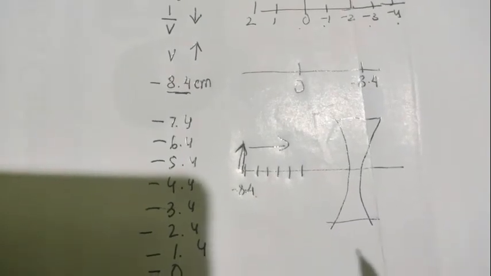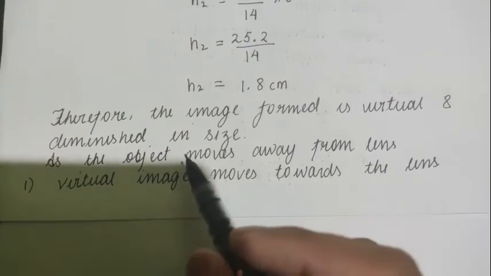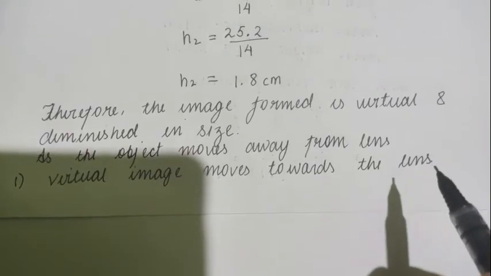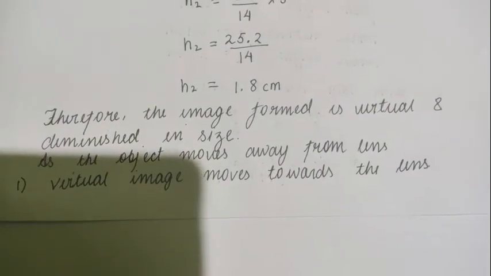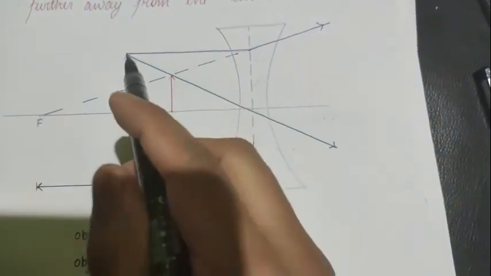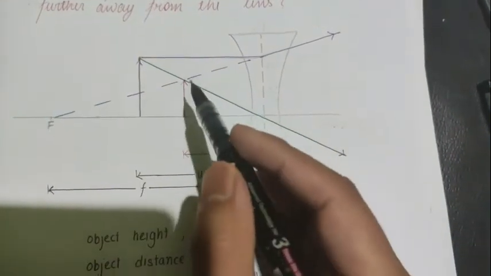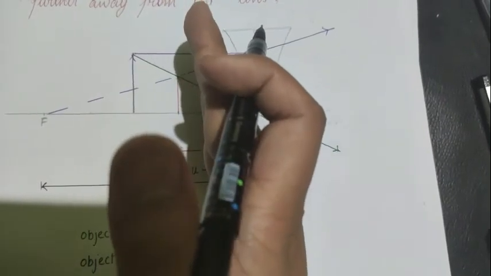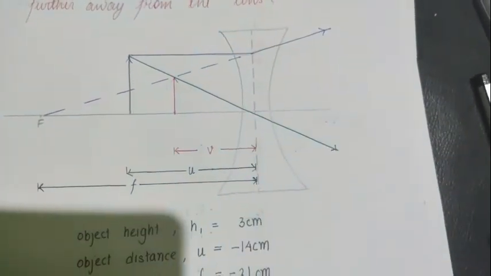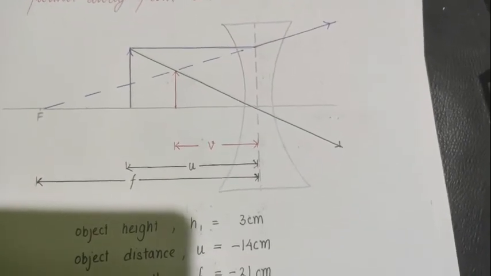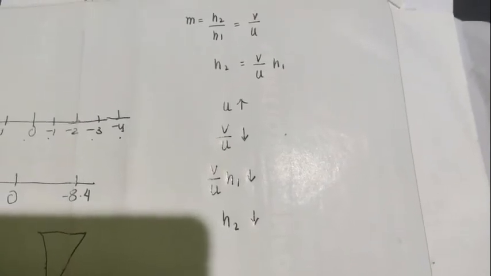So what is the first point? The first point is, as the object moves away from the lens, the virtual image moves toward the lens. What do you mean by this? As my object, this blue one, moves away from the lens, what happens? This red line will slowly move towards your lens. Is it clear? If you have any confusion, you can ask. Okay, fine. Now we'll come to our second part.